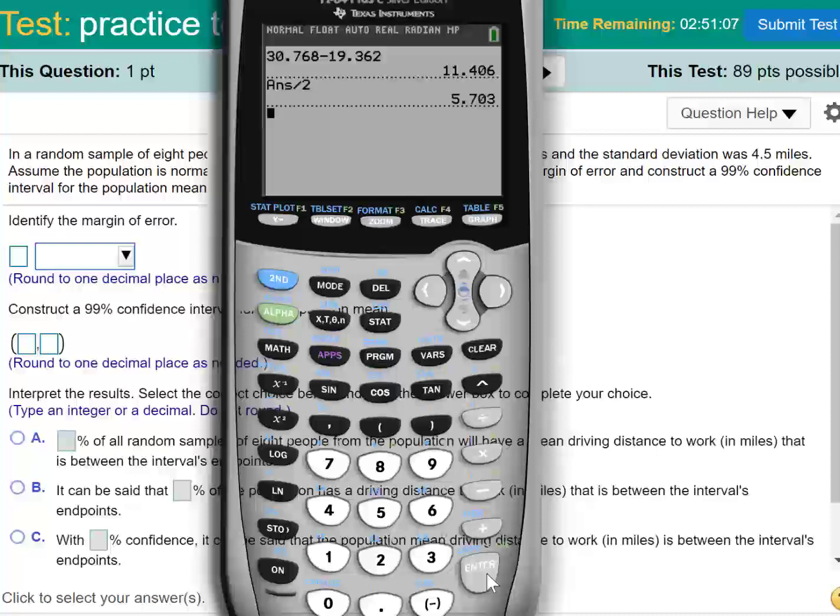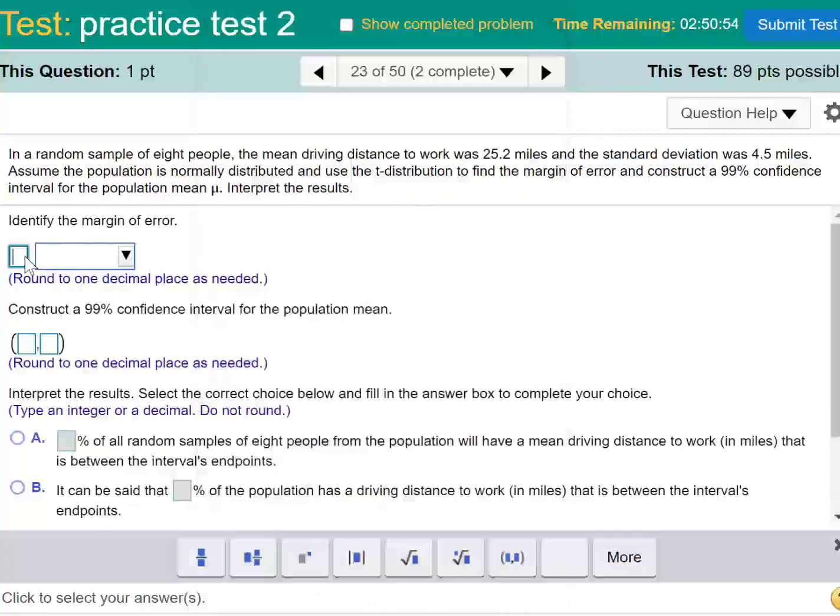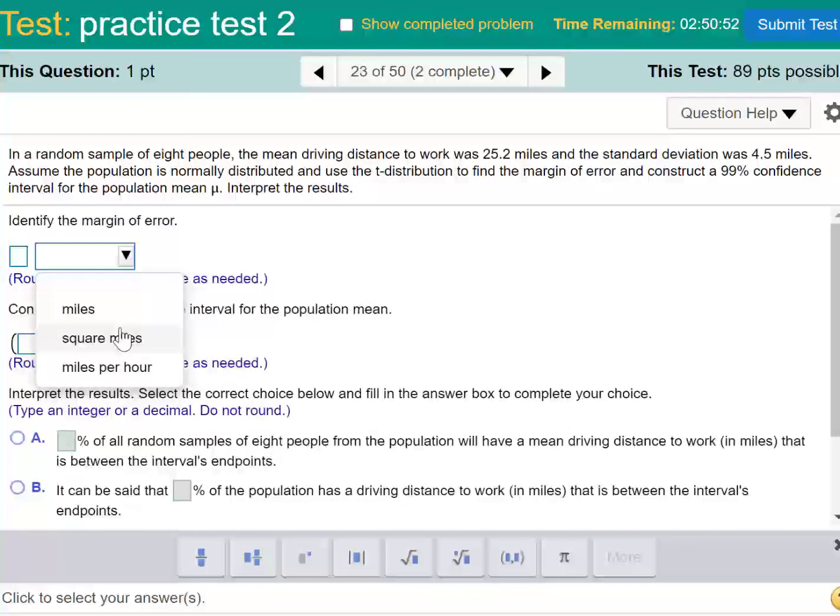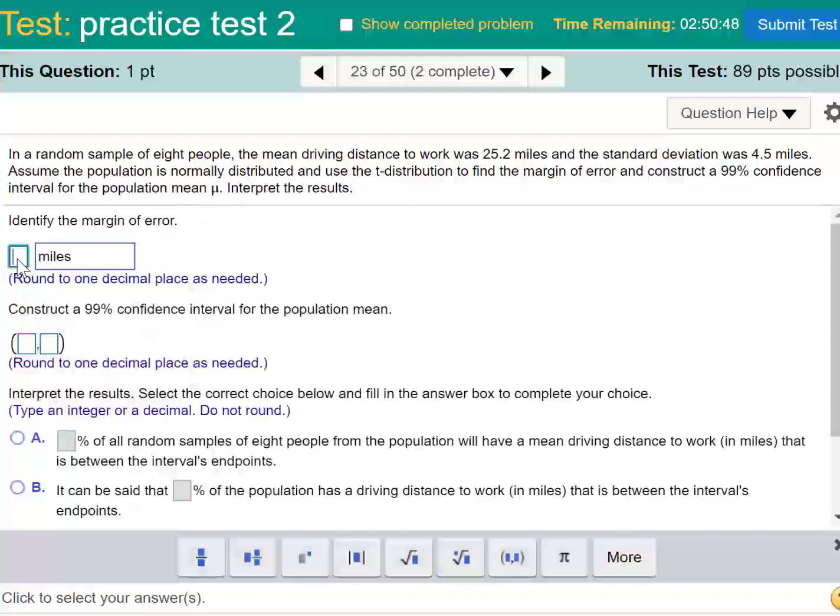If you don't want to use the formula E equals TC S over square root of n, you can do that. So the margin of error is 5.703, and you already have the interval. Okay, since it is miles, you just put the answer.